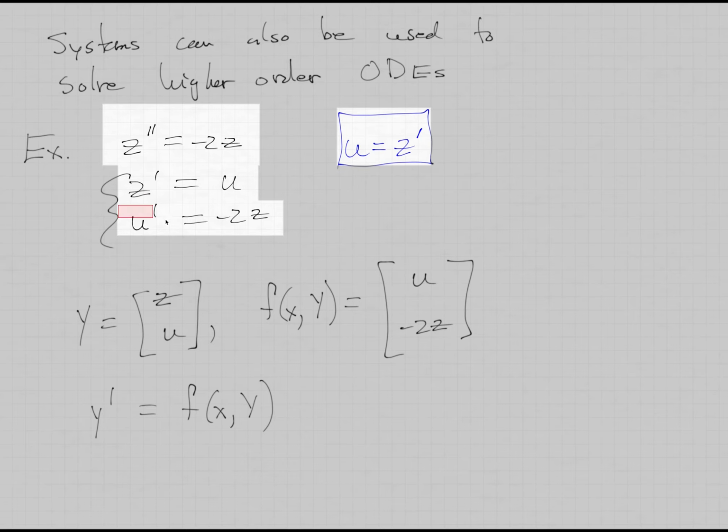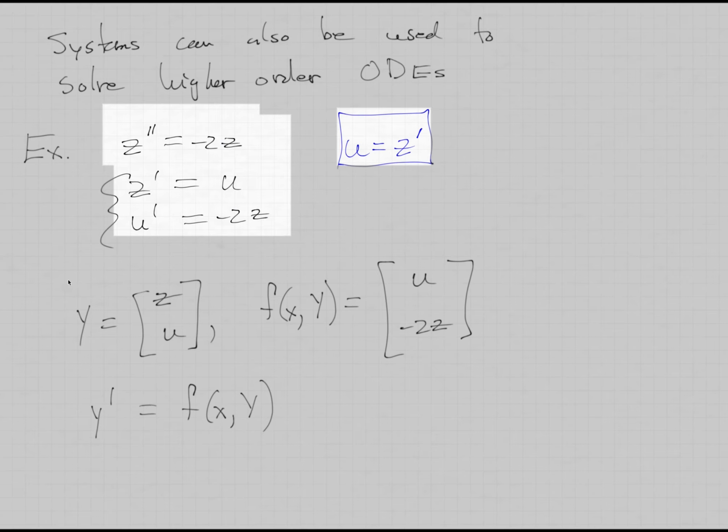And this is where we've encoded the actual differential equation we wanted, because the derivative of u is the derivative of z prime. This is z double prime. So this says that z double prime equals minus 2z. And so we were able to kind of sneakily smuggle in a second-order differential equation in the guise of a first-order system of differential equations. Right? So it's a neat trick.